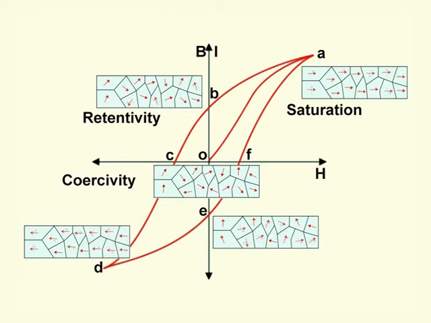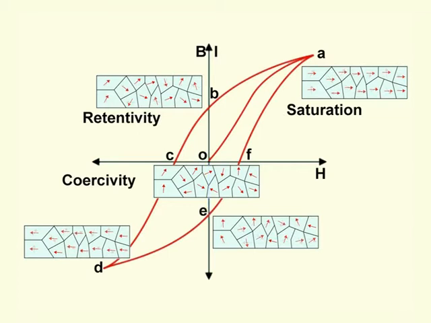Thus, at point B, H is 0, but flux density B has a finite positive value OB. Similarly, at point E, H is 0, but flux density B has a finite negative value OE.